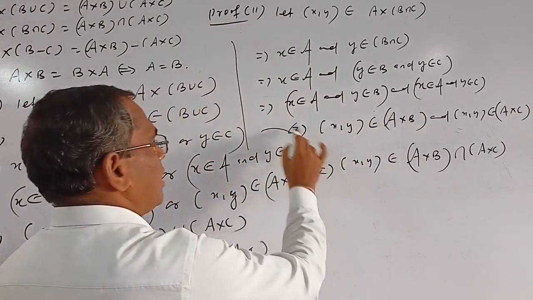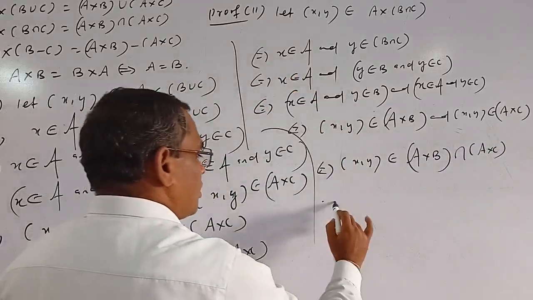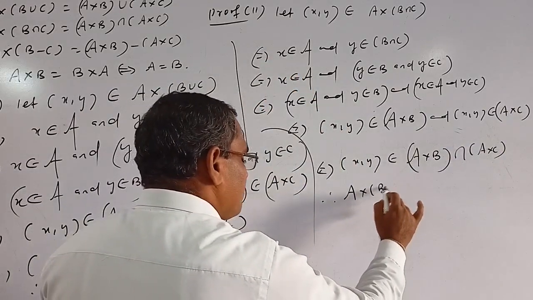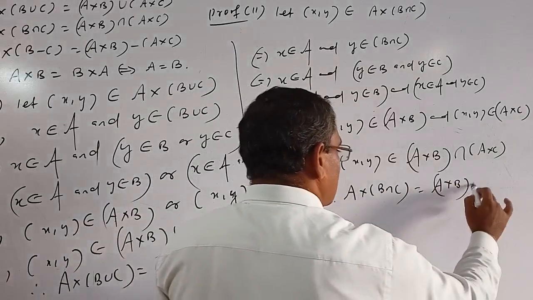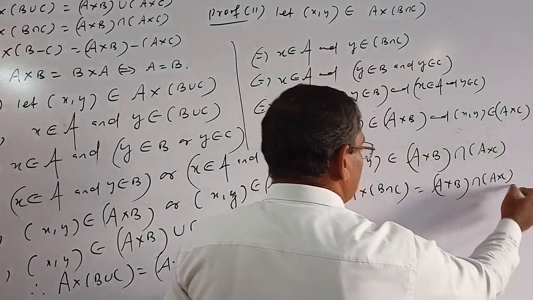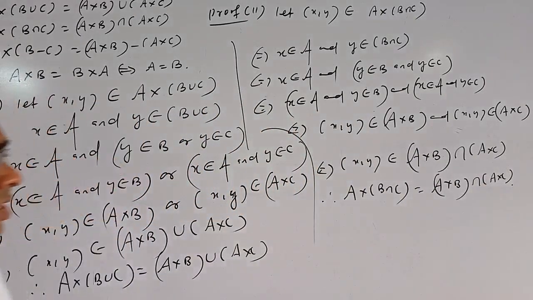Now you take a double implication. Therefore, A cross (B intersection C) is equal to (A cross B) intersection (A cross C). Okay, that's why A cross (B intersection C) is equal to (A cross B) intersection (A cross C).